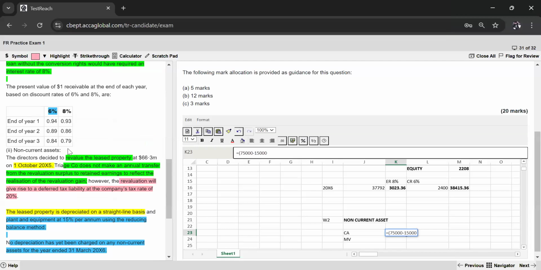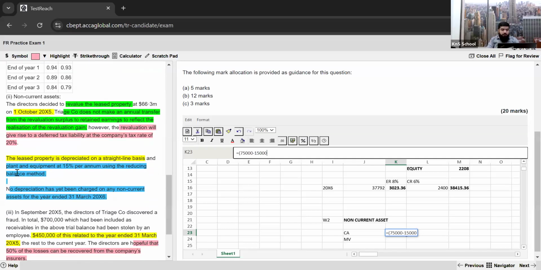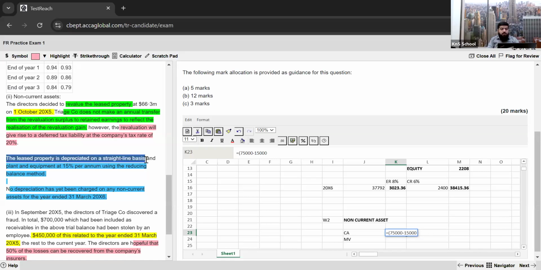Sir, it said the reducing balance method in the adjustment two. So why are you doing it a straight line method? Let's read out the adjustment number 2. Let's read out the lease property. Read the requirement. Read the data properly. The lease property is depreciated on a straight line basis.